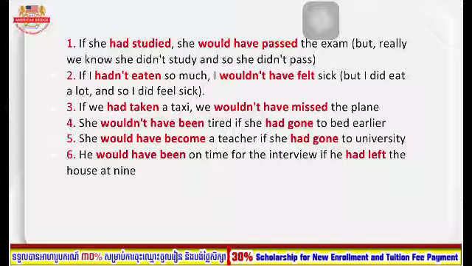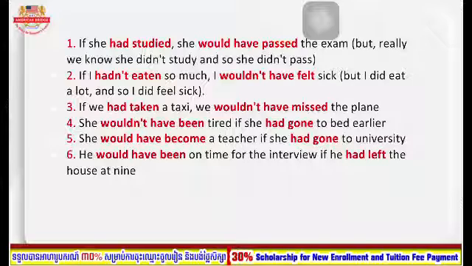If she had studied, she would have passed the exam. But really, we know she didn't study and she didn't pass. So we can say that the third conditional talks about regret, something that has already happened in the past, but we still regret it.